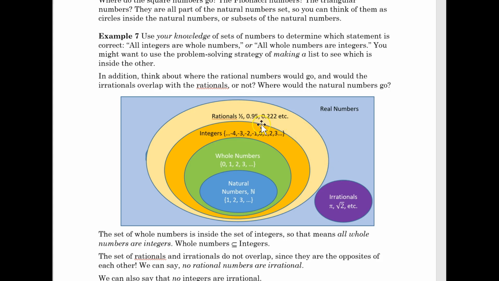But inside of rationals is integers, because all the integers can be written as fractions. And all of it is inside of real numbers. The real numbers part is not really the most important thing here. The most important thing is really to understand that the whole numbers are inside of integers because there are more integers than there are whole numbers, right? And that the rationals, which includes whole numbers, fractions, and decimals, is the largest set of all.